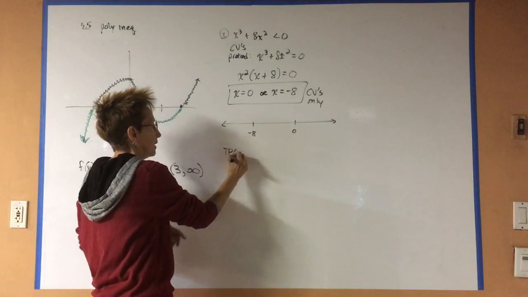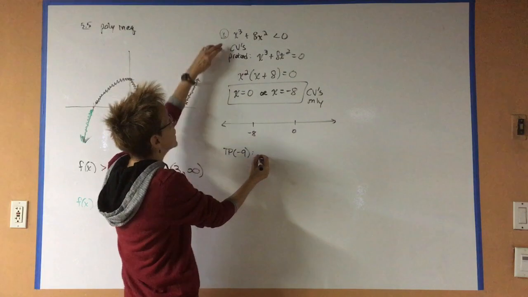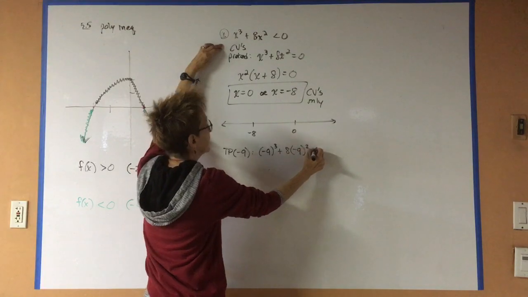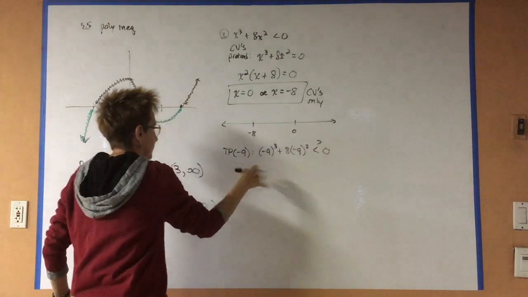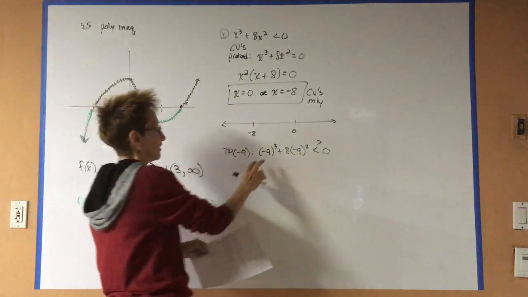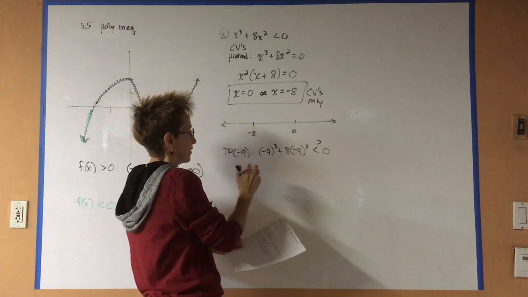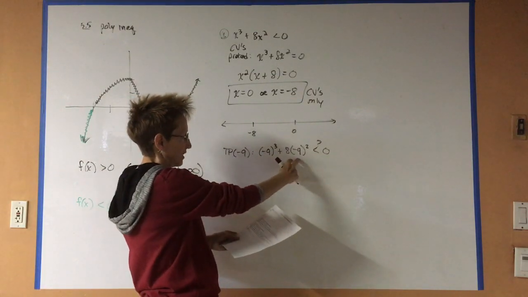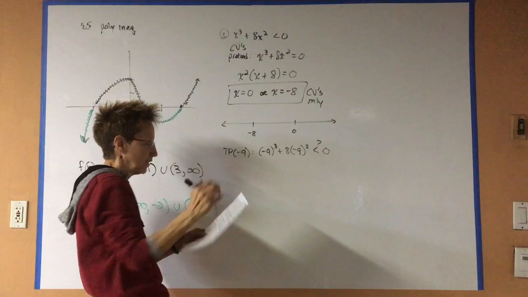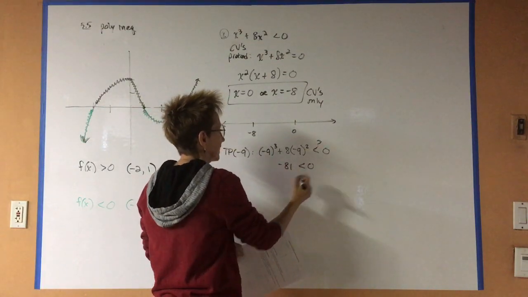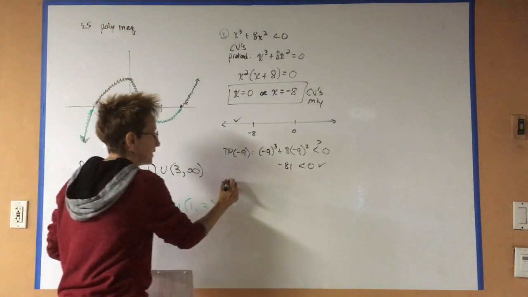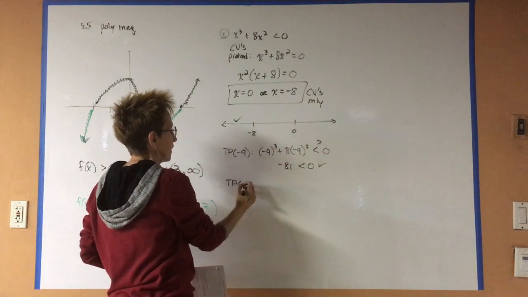So my first test point, I'll grab -9, put it in the original: -9 cubed plus 8 times -9 squared, is that less than 0? When I cubed this out and put it in my calculator, -9 cubed is -729, and then 8 times -9 squared is a positive 8 times 81, so 648. And when I added those two, I got -81. And is that less than 0? Sure enough, yes it is. So this piece works.